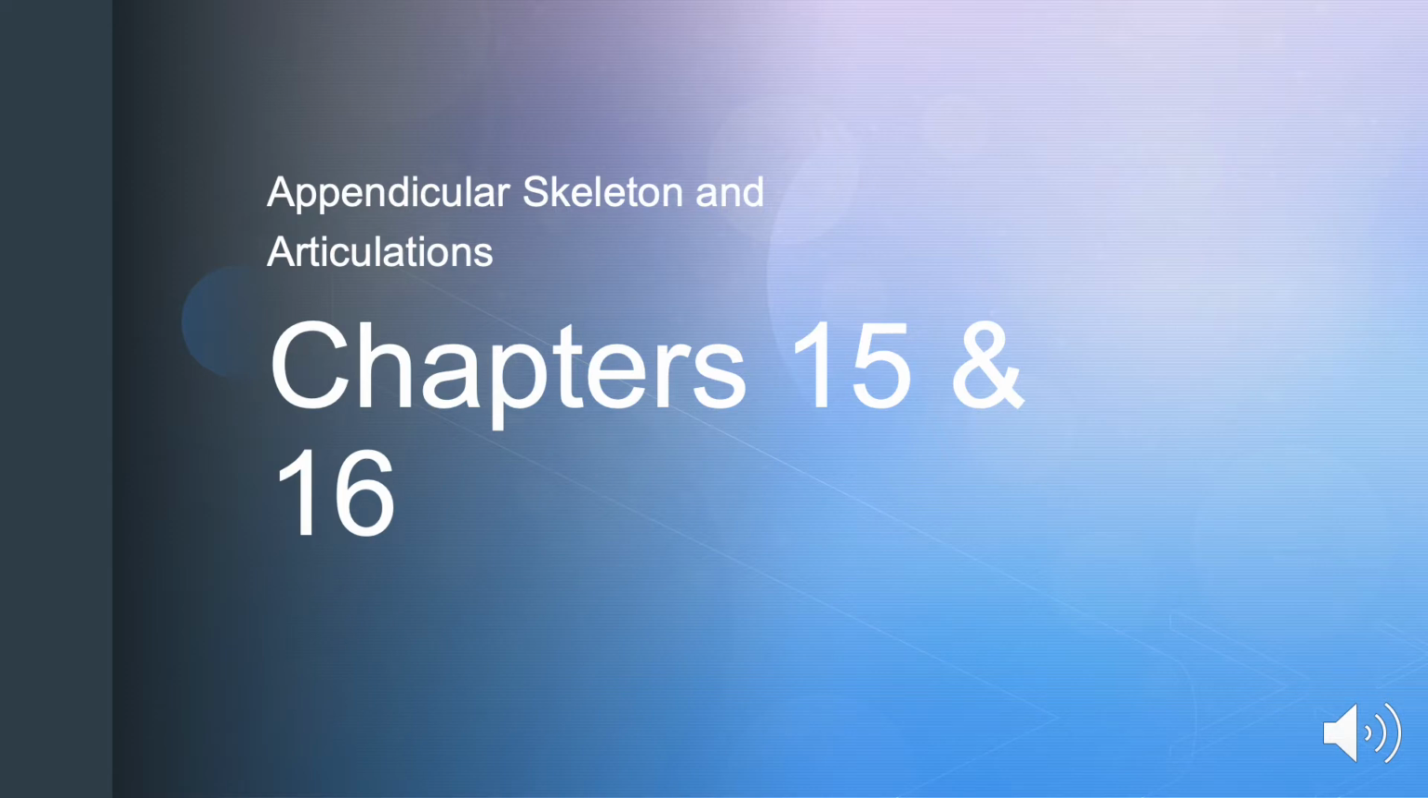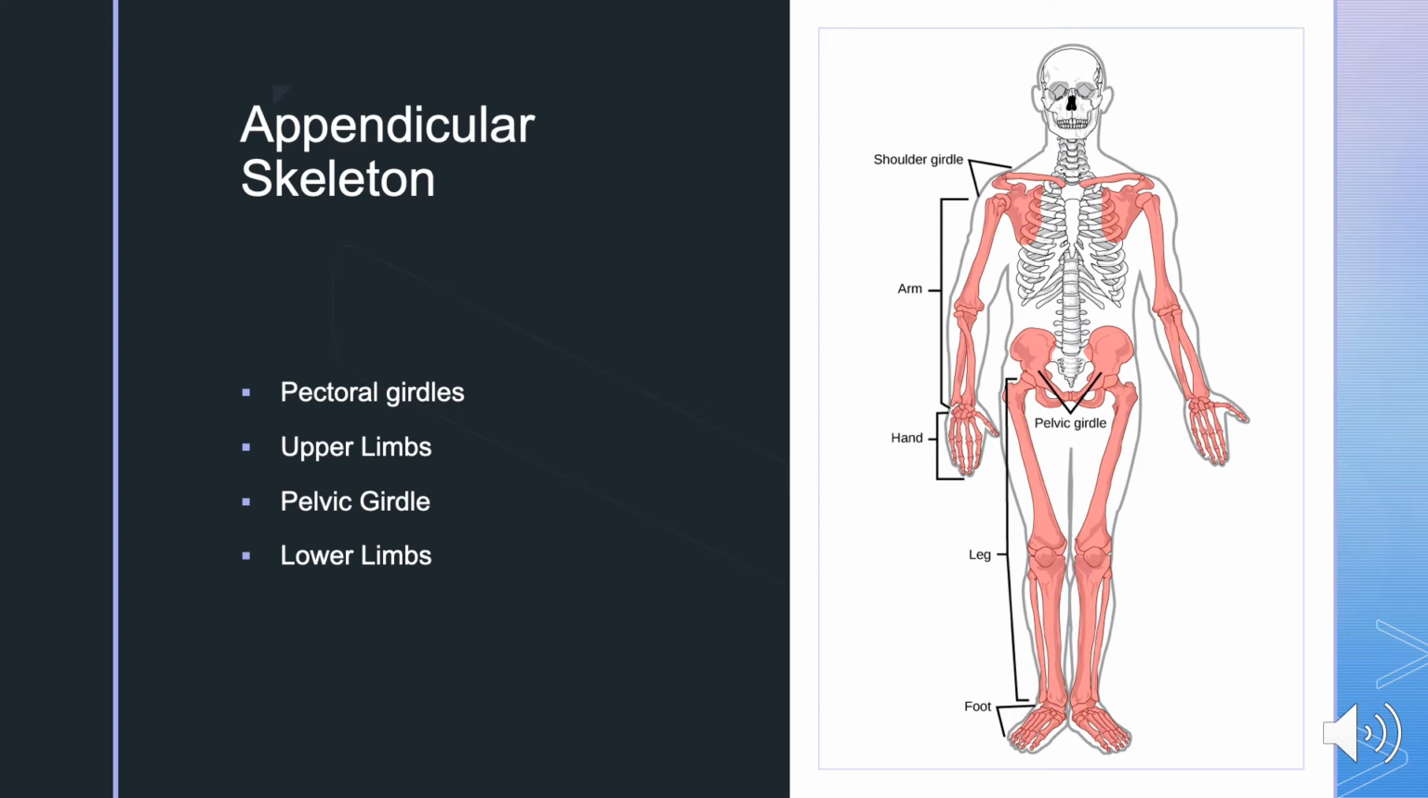I'm one of the TAs this quarter, and I will be leading you through the lecture for week 3 over the appendicular skeleton and the body's articulations. Let's start with the appendicular skeleton. What is it? Last week, you learned about the axial skeleton, which included the skull, spine, and rib cage. The appendicular skeleton is everything else, and there's 4 main categories: the pectoral girdles, upper limbs, pelvic girdle, and lower limbs. These are all highlighted in red on this image.